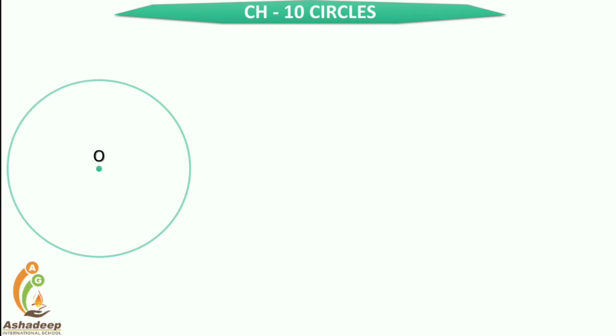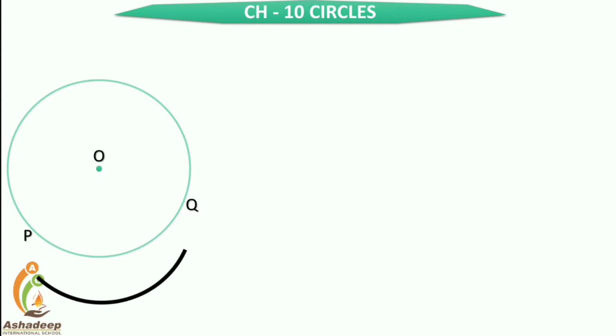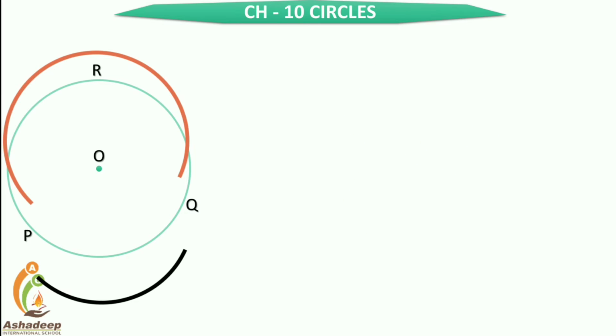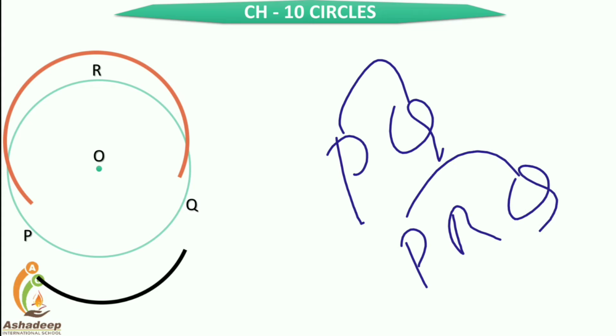Now this is the circle, center, and this is the minor arc. If I have drawn an arc from these two points, this is called the minor arc. So this PQ is called the minor arc, which is written as arc PQ with an arc symbol on top. And then this is PRQ, and PRQ is the major arc. So PQ is called the minor arc and PRQ is called the major arc.